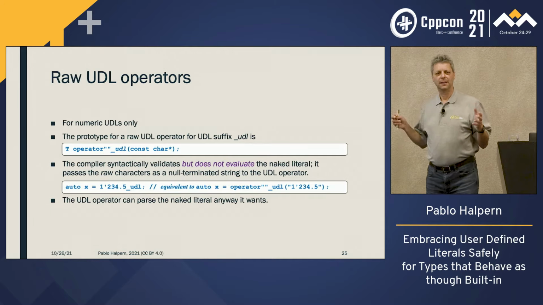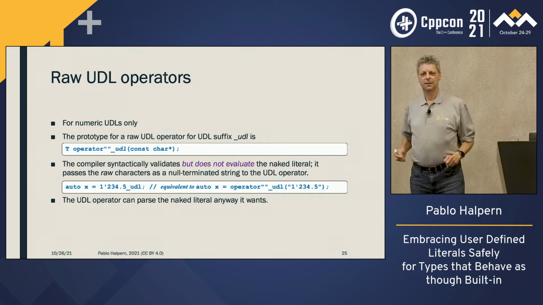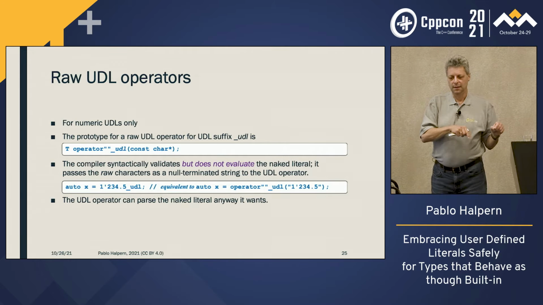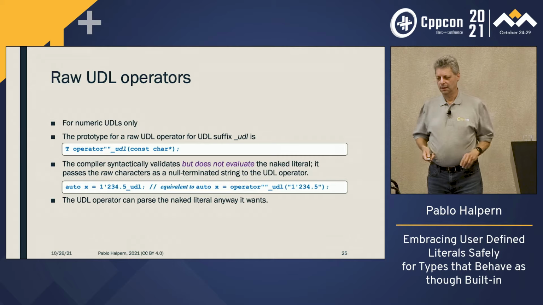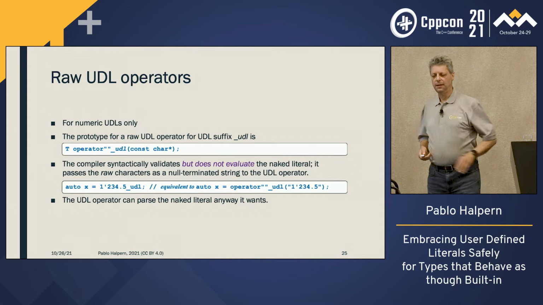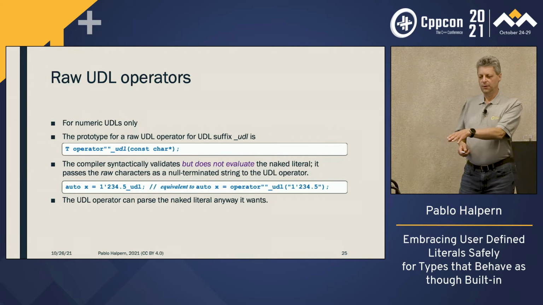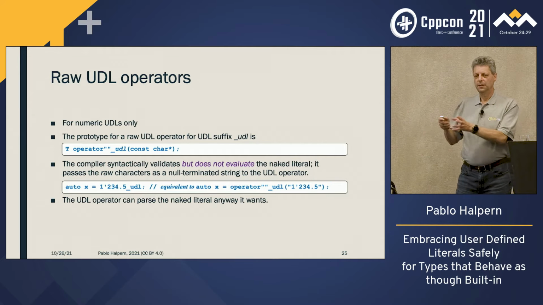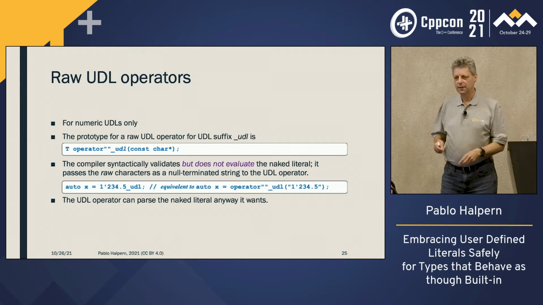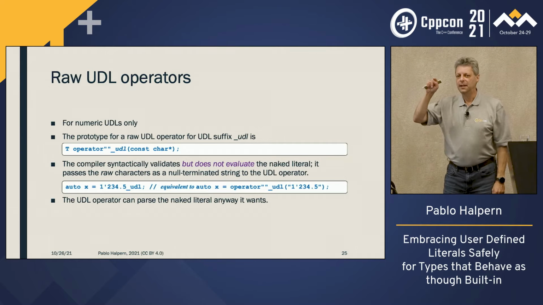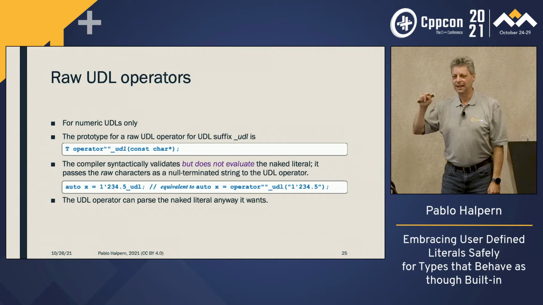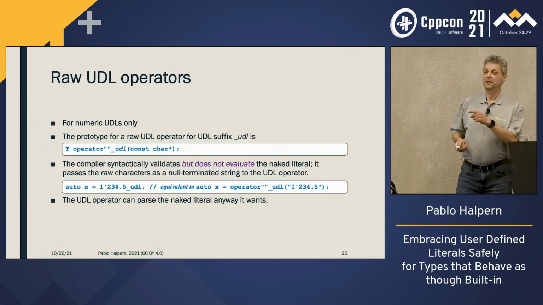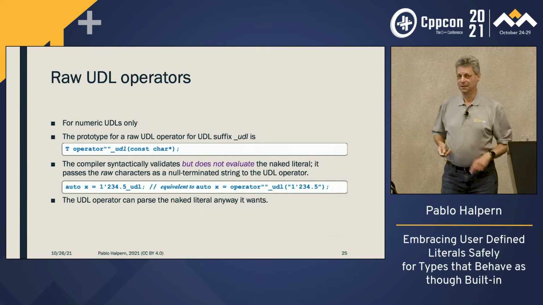And what the compiler does is it takes the naked literal, converts it into a null terminated string, and passes that in to your UDL. So the second example here shows that this 1234.5 underscore UDL is exactly equivalent to calling the UDL operator and passing it the literal string, quote, 1 tick 234.5 null terminator. Okay? Notice that the tick gets passed through.